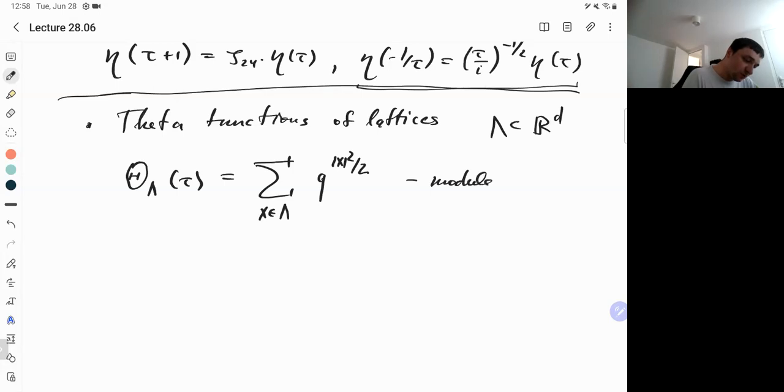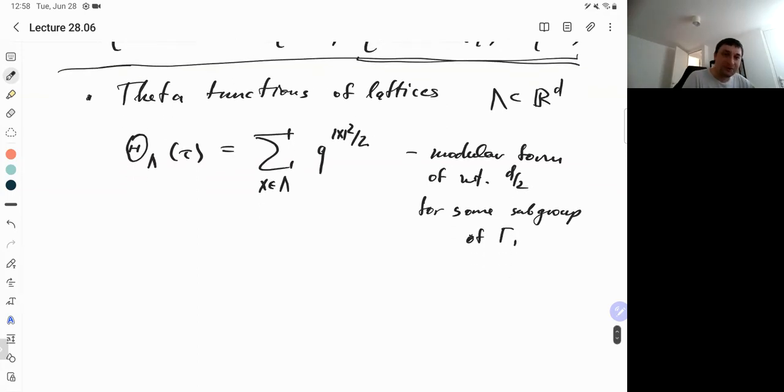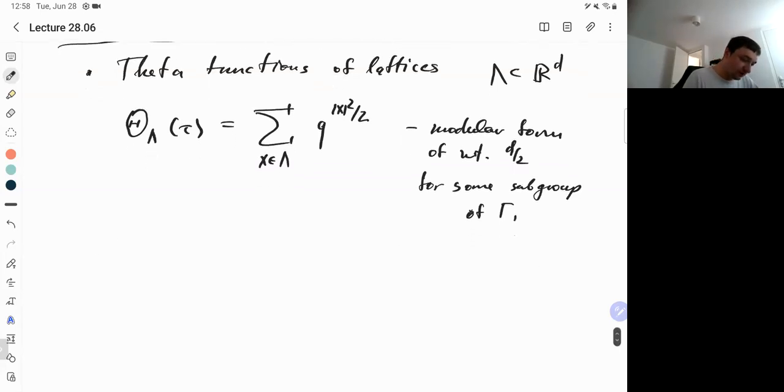So this is a modular form of weight d over 2 for some subgroup of gamma 1. I haven't quite told you what a modular form for a subgroup is, so let me briefly explain that. So M_k of gamma, where gamma in gamma 1 is a subgroup of finite index.